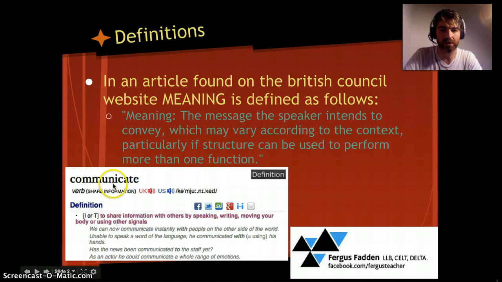So let's look at this word. I took this from the Cambridge Online Dictionary. So communicate. Well, communicate is a verb. And here's a definition: to share information with others by speaking, writing, moving your body, or using other signals. And then you have some examples. We can now communicate instantly with people on the other side of the world. So the meaning is the amount of information that a student or a learner needs to know about a word in order to be able to convey that meaning adequately to a listener or reader.